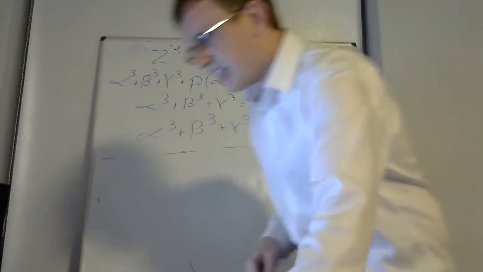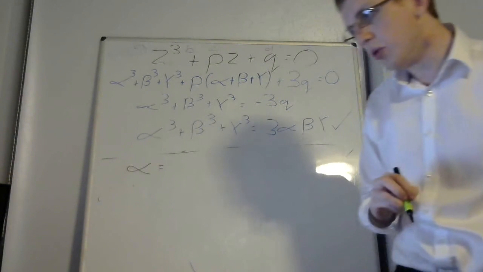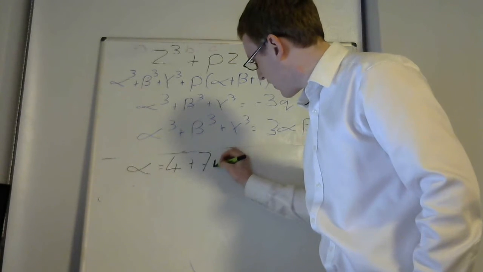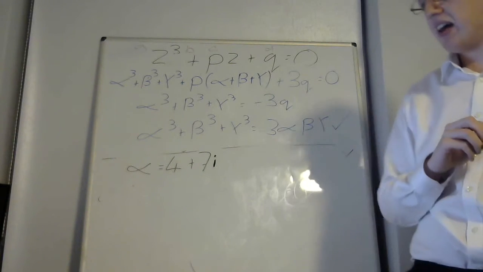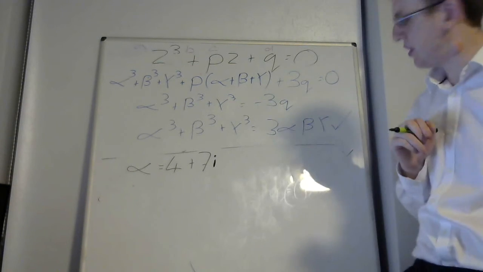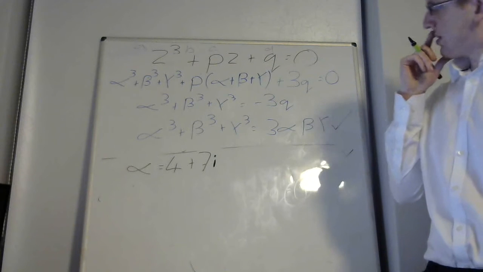All right, next one. Okay, they give you one of the roots now. They tell you one of the roots. They tell you that alpha is equal to 4 plus 7i. And they want the other 2 roots, and they want p and q as well. They want the other 2 roots first, so let's do that first.